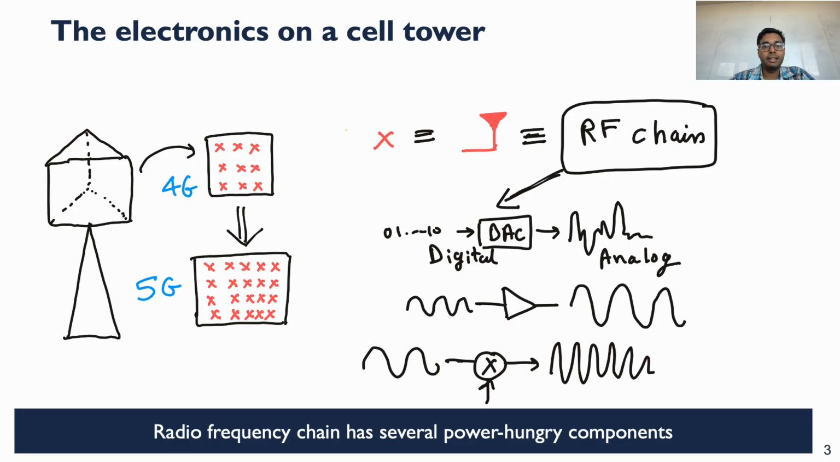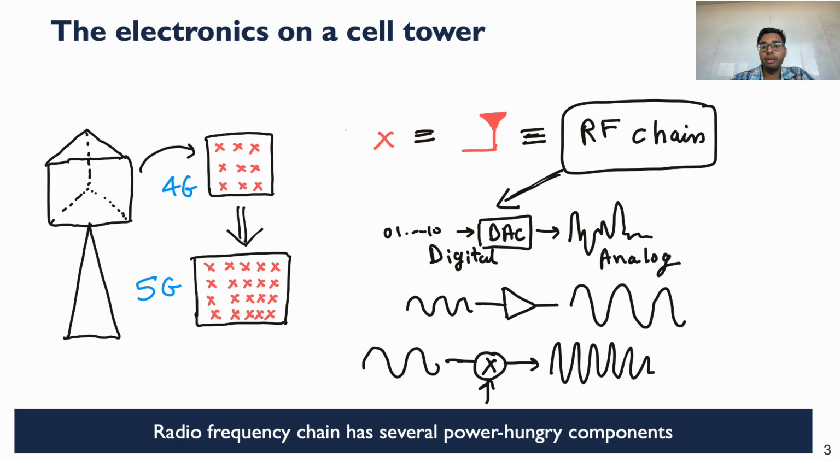Let's look at what exactly is the structure of these panels on a cell tower. Each panel comprises a large number of tiny cells which radiate signals and beamform towards your smartphone. These tiny cells are called antennas. But just having an antenna is not enough.